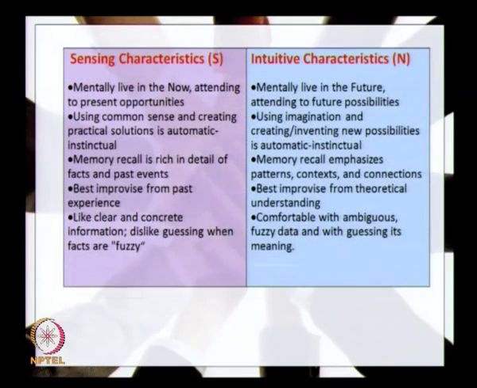Then we see the other one, the sensing and intuitive characteristics, S and N. As you can see here, sensing people mentally live in the now, attending to the present opportunities. They will be looking at the present opportunity, and they do not worry about what is going to happen in the future.